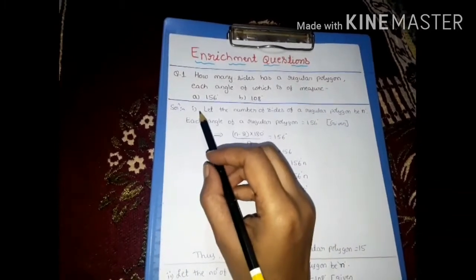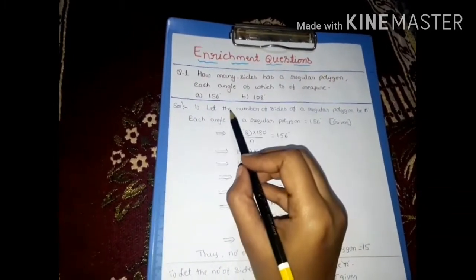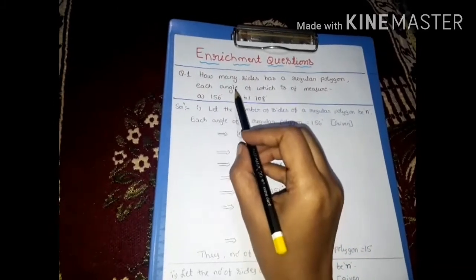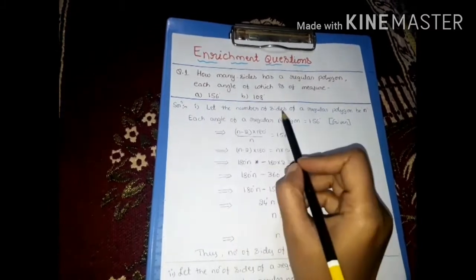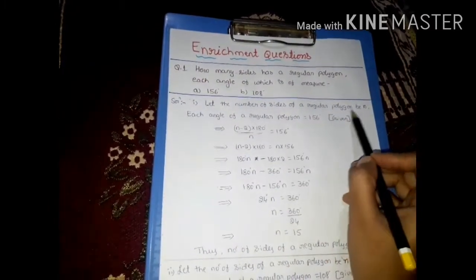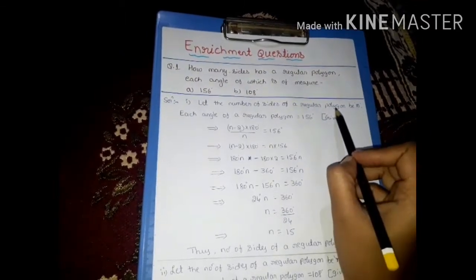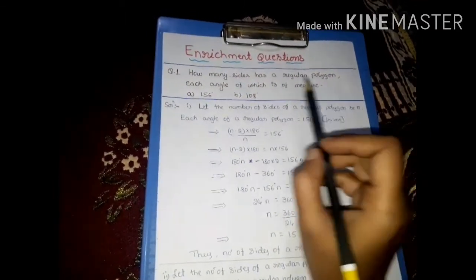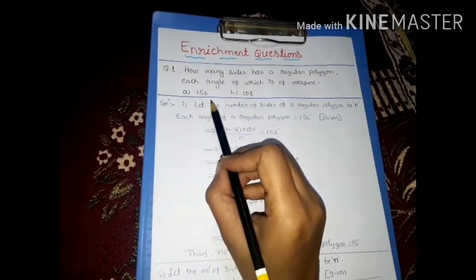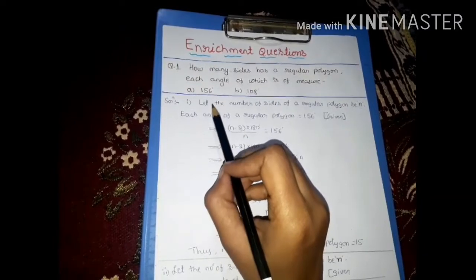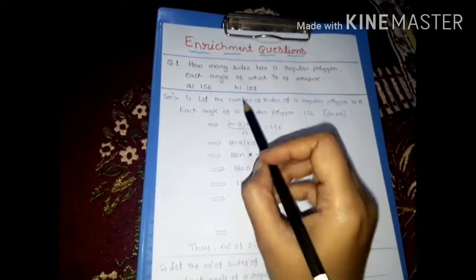Okay. So, first in the solution, what you have to find, consider that as n. Here you have to find the number of sides. Let the number of sides of a regular polygon be n. Already we know the formula to find each angle of a regular polygon is (n minus 2) into 180 divided by n. But each angle is already given, you have to find the n value.